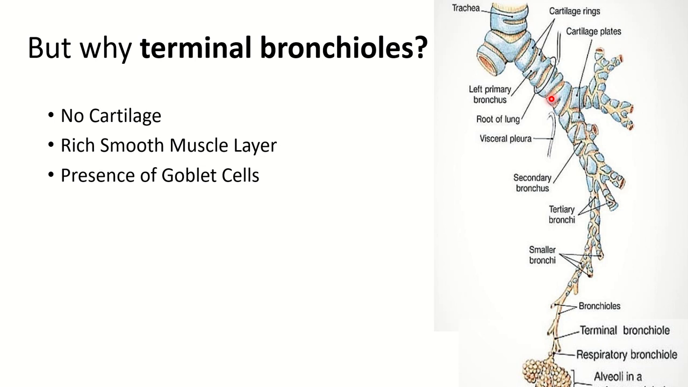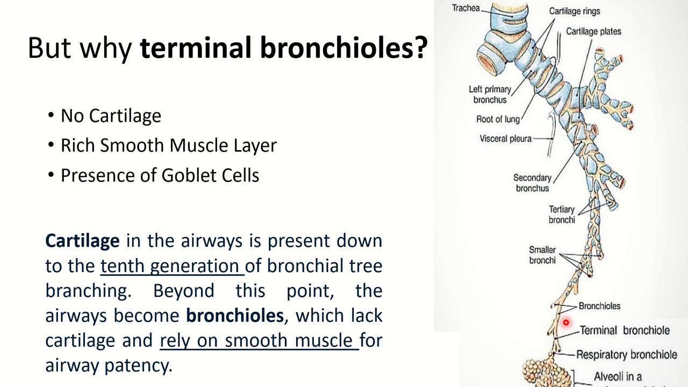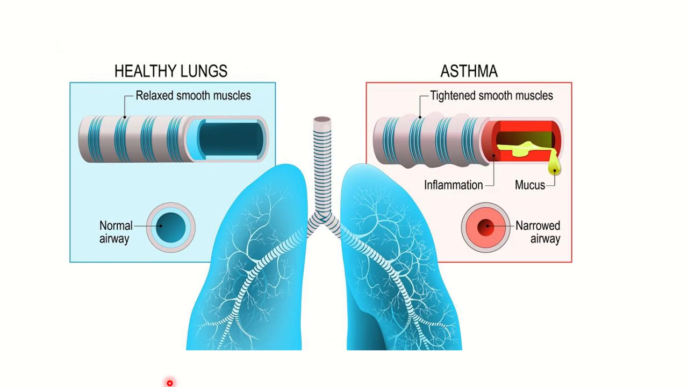They don't have any cartilaginous plate in bronchioles, and that is the main characteristic feature to differentiate a bronchi from a bronchiole. You can read here: cartilage in the airway is present down till the 10th generation. I told you it is from the 10th downwards only that we get asthma, because till then cartilage was there to support and maintain the internal diameter. But beyond this point, the airways become bronchioles, which typically lack cartilage and rely on smooth muscle for airway patency.